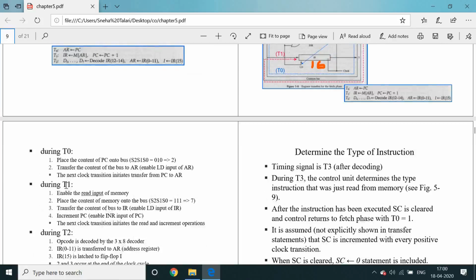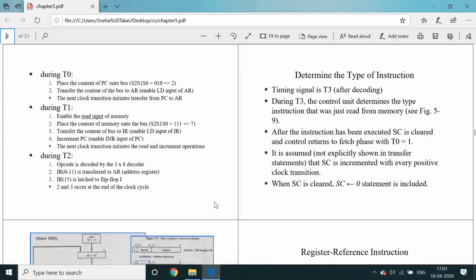During the T1 cycle, enable the read input of the memory, place the content of the memory onto the bus, transfer the content of the bus into IR, and increment PC, enable the INR input of PC. The next clock transition initiates the read and increment operations.